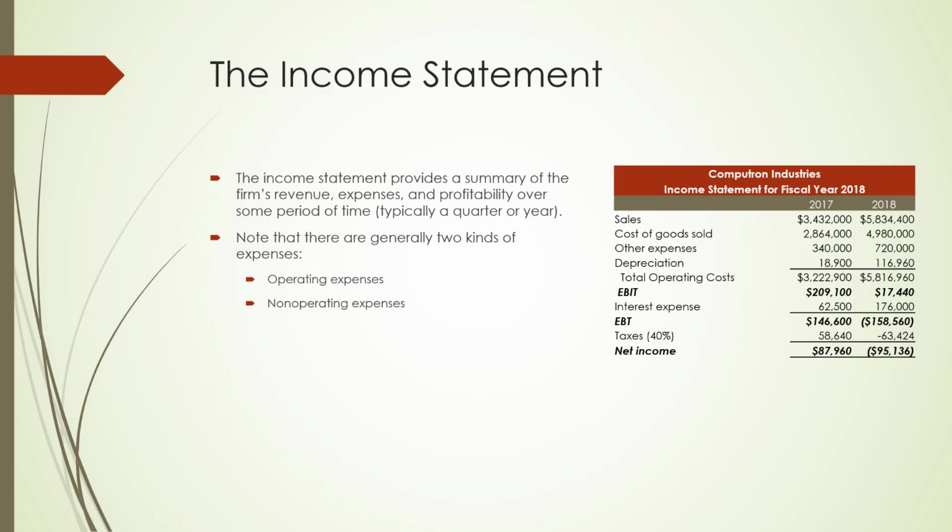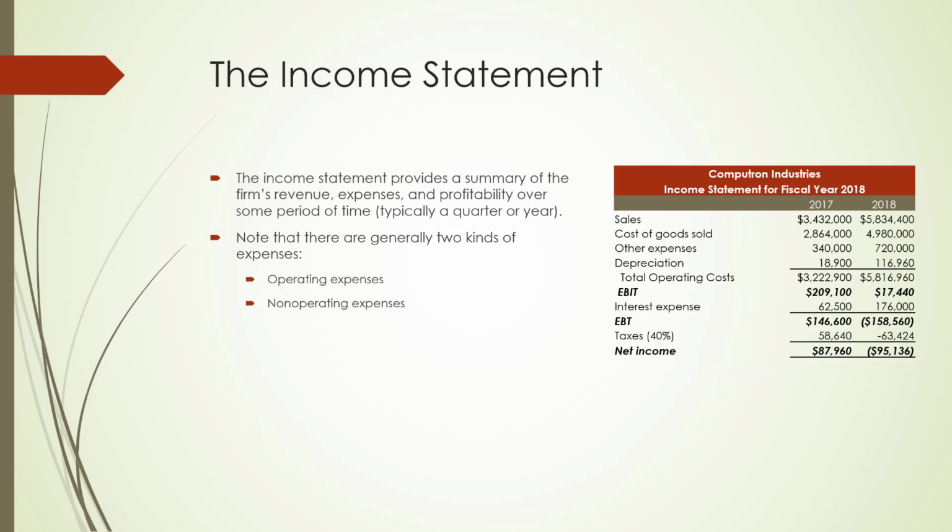Now, in addition to the firm's revenue or sales and their expenses, we also on the income statement have several measures of profits. So we have EBIT, which is earnings before interest and taxes. That's also known as net operating income. We have EBT, which is earnings before tax. And then we have net income, which is sometimes just called profit or net profit or any number of other terms.